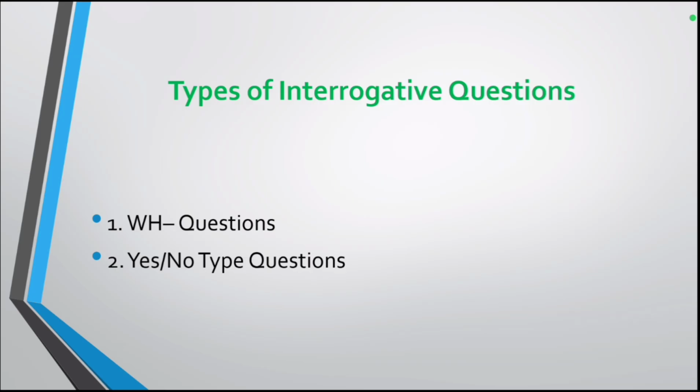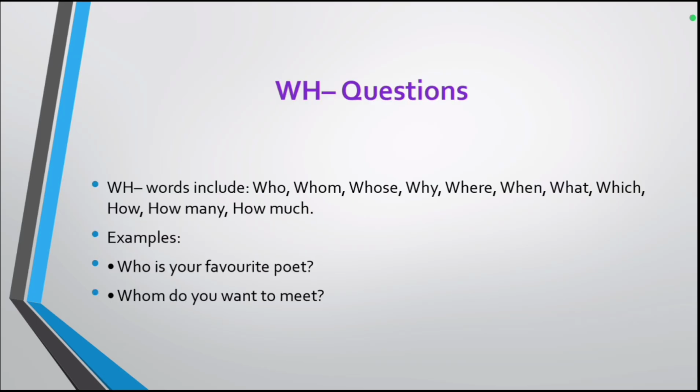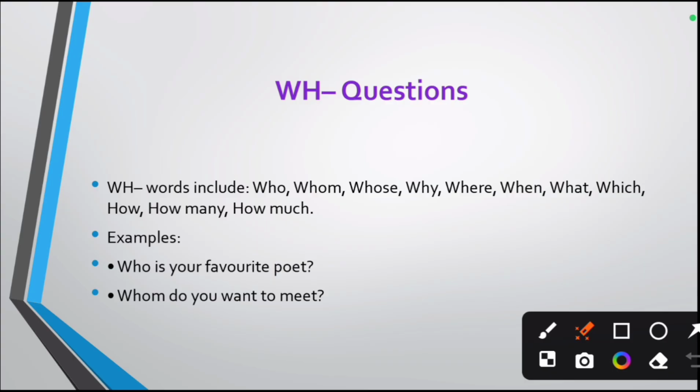Okay, no problem. I will give you one more glance at this. WH words are who, whom, whose, why, where, when, what, which, how many, how much. All questioning words that start with W and H are known as WH words. But how many and how much are a little tricky. These words do not start with W, but still they have W and H in their structure. That is why these also come under WH words.